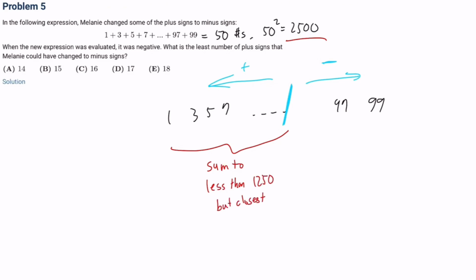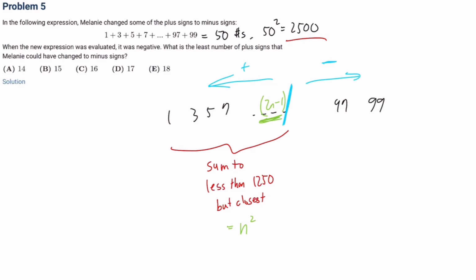Let's say that if there are n numbers there, then this is going to be 2n minus 1. That's going to be the odd number that's here. And there's going to be n numbers over here. And so this is going to be n squared, right? And so we want the largest square number that's less than 1,250.